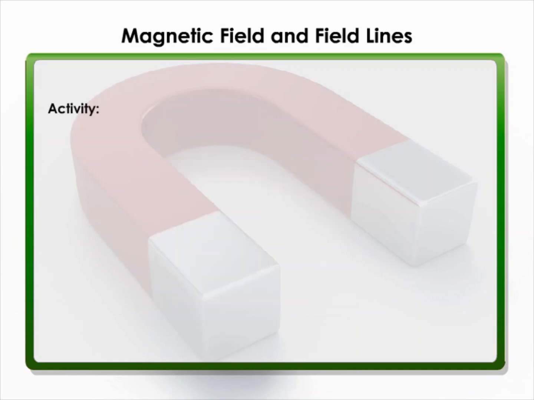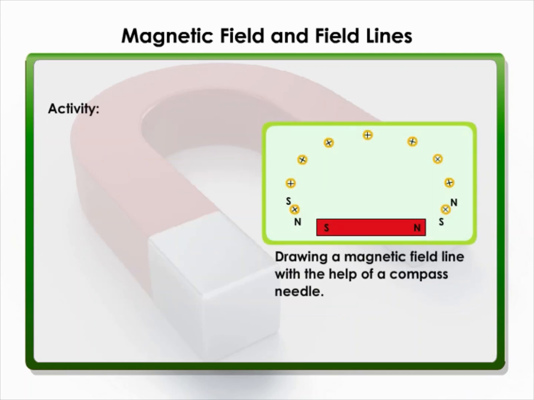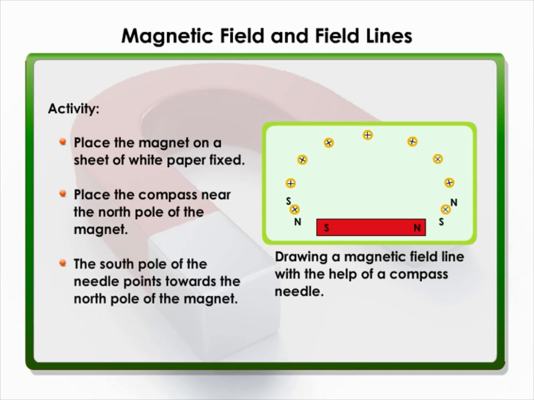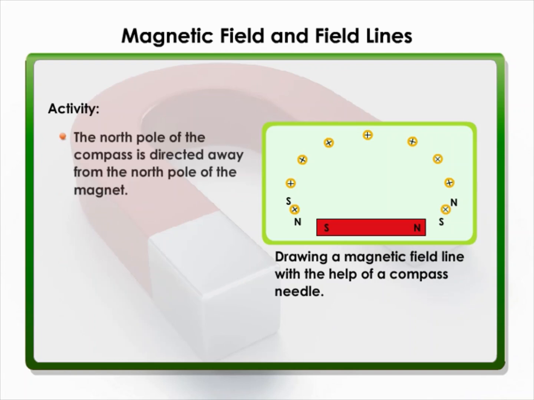Let's view another method of obtaining magnetic field lines around a bar magnet with the help of an activity. Take a small compass and a bar magnet. Place the magnet on a sheet of white paper fixed on a drawing board using some adhesive material. Mark the boundary of the magnet. Place the compass near the north pole of the magnet. The south pole of the needle points towards the north pole of the magnet. The north pole of the compass is directed away from the north pole of the magnet.